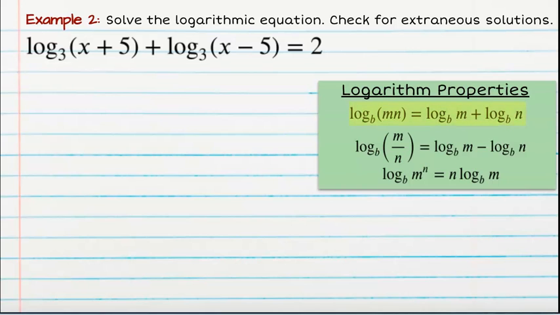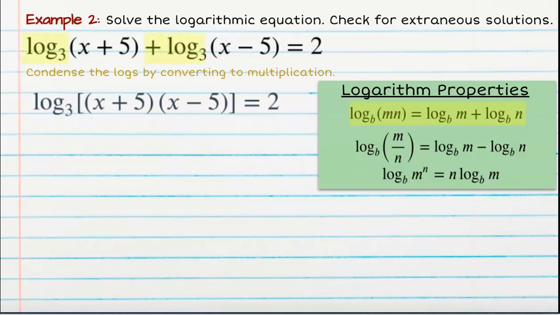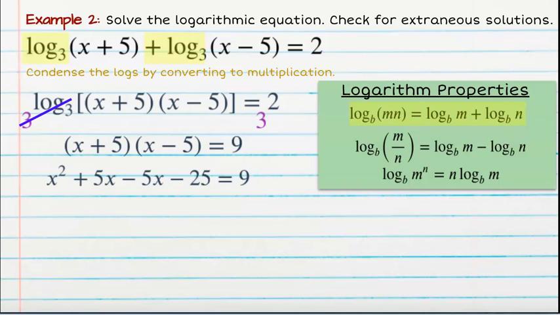So we are going to use the property that converts addition to multiplication. So we're going to condense. Therefore, x plus 5 and x minus 5 will be multiplied. To get rid of the log, first before we do that, let's use an exponential base of 3 on each side. So 3 squared will give us 9 on the right. Now from our previous algebra learning, we can use a FOIL method or box method to multiply this out and combine like terms. We can continue to solve using methods we've learned.